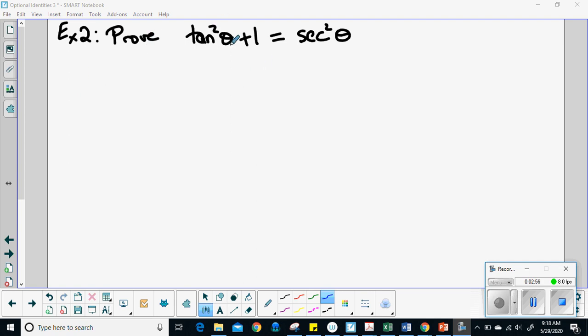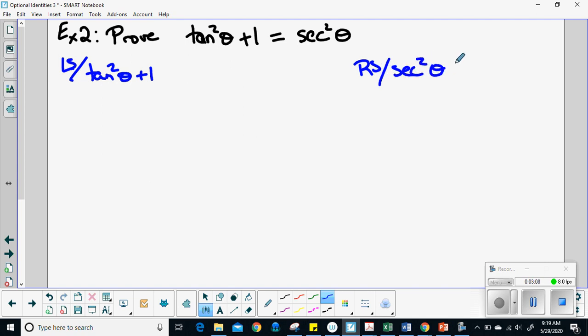All right, let's try example 2. This time I want to prove that tan squared theta plus 1 equals secant squared theta. All right, let's see. Left side is tan squared theta plus 1. Right side is secant squared theta. So I'm going to deal with right side first because it's nice and straightforward. Secant, remember, is the same thing as 1 over cos. And since that's squared, cos will be squared. Okay, so I've converted it into cos. That's probably as far as I can go with the right side.